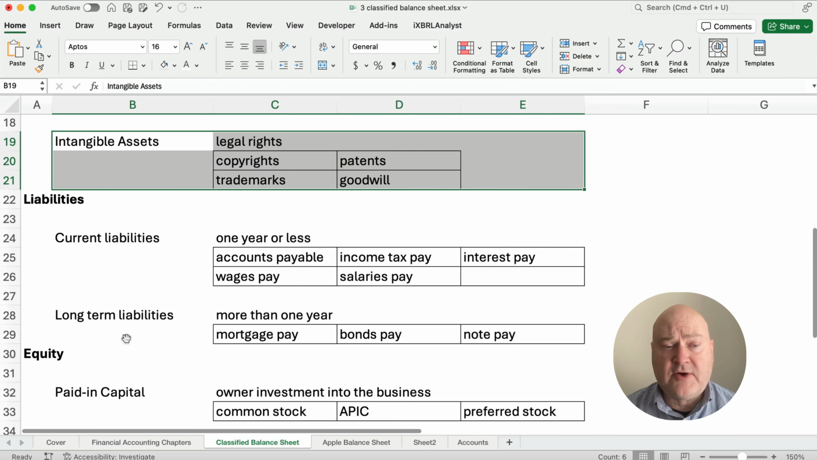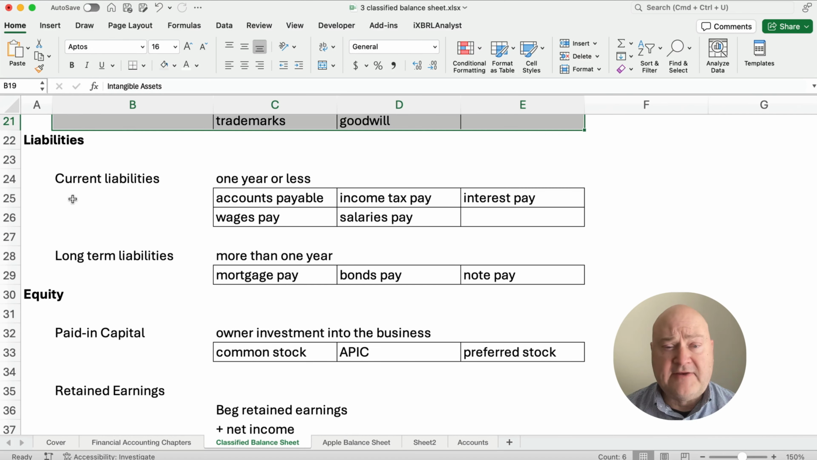Now we have 2 categories of liabilities. We have liabilities that are current, 1 year or less. So here's some examples: accounts payable, wages payable, tax payable, salaries payable, interest payable, on and on. We have payables, could be utilities payable or things like that. So those are 1 year or less, running the business.